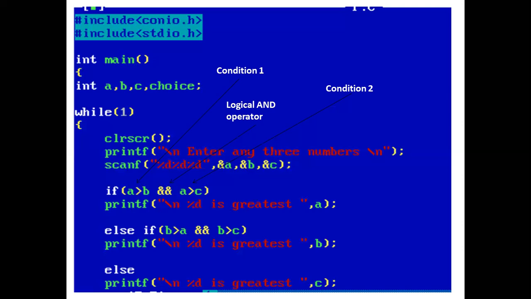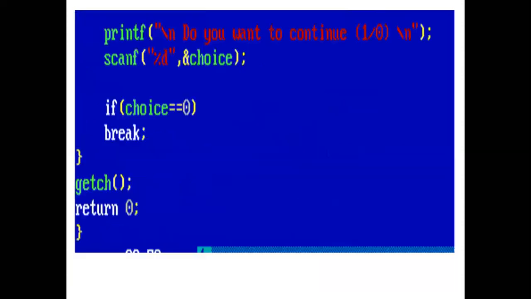So the else if block will not be executed because one of the conditions is false, and control comes to else and prints "3 is greatest". Now the printf statement prints "Do you want to continue? Press 1 or 0". Using scanf, the user enters the value of choice.